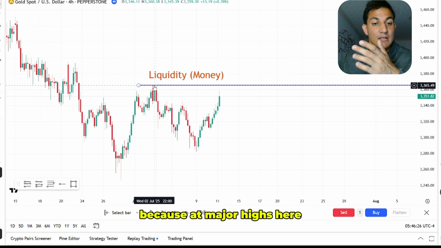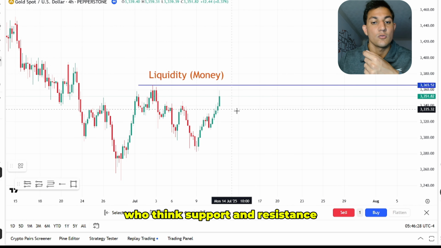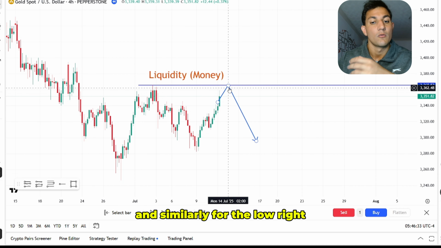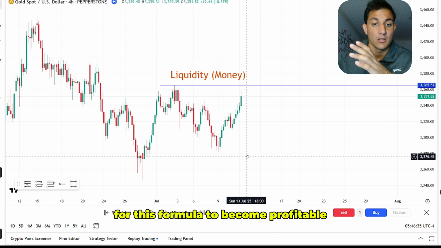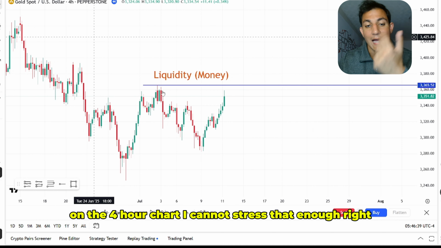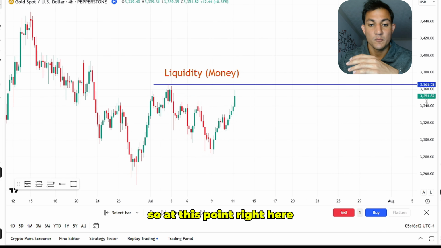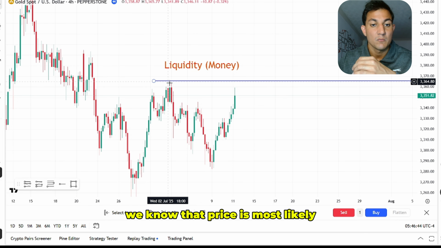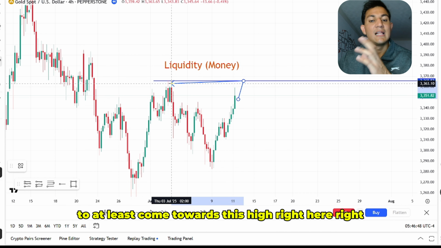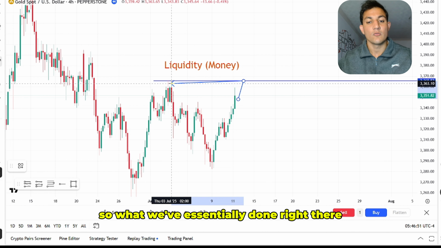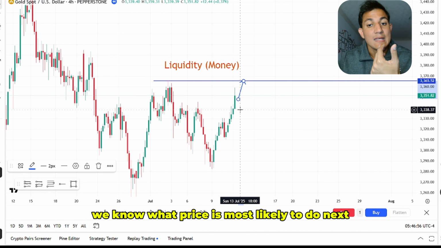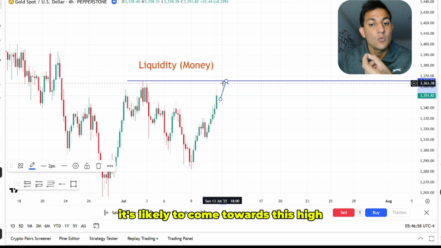Because at major highs here, there's going to be stop loss orders from traders who think support and resistance, price is going to bounce off. And similarly for the low. But all we need to know for this formula to become profitable is just to target highs and lows on the 4-hour chart. I cannot stress that enough. So at this point right here, we know that price is most likely to at least come towards this high. So what we've essentially done is we have our bias. We have our direction. We know what price is most likely to do next. It's likely to come towards this high.